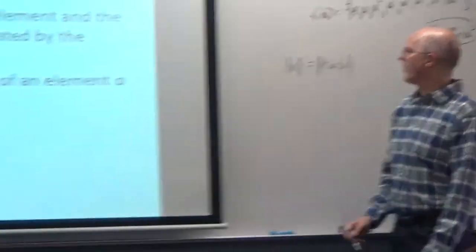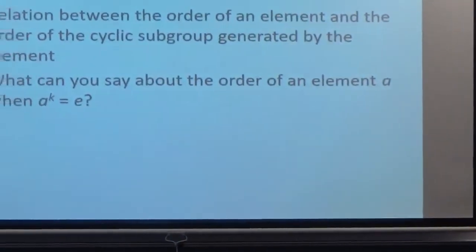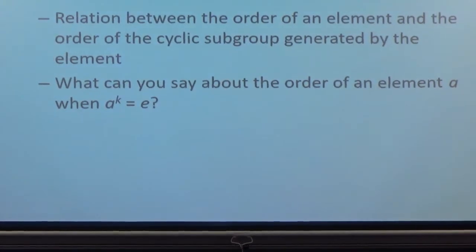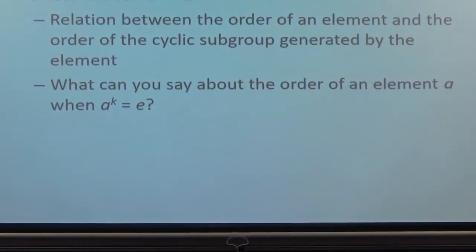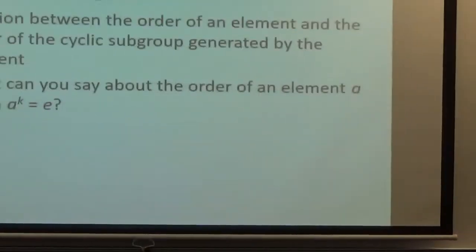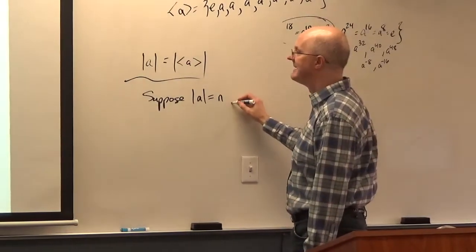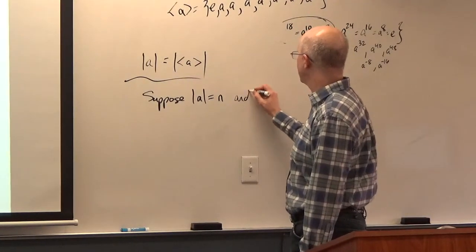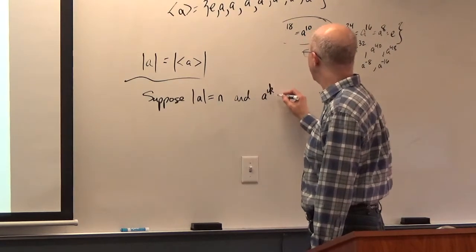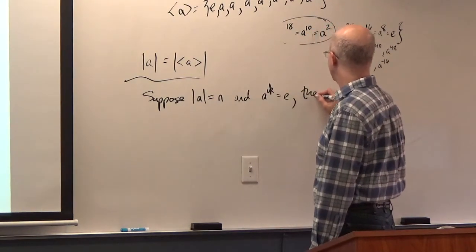What can you say about the order of an element a when you assume a to the k equals e? So I could write something like this. Suppose we're talking about elements of finite order here. The order of a is n. And suppose a to the k equals e. What can you say? Finish this for me.